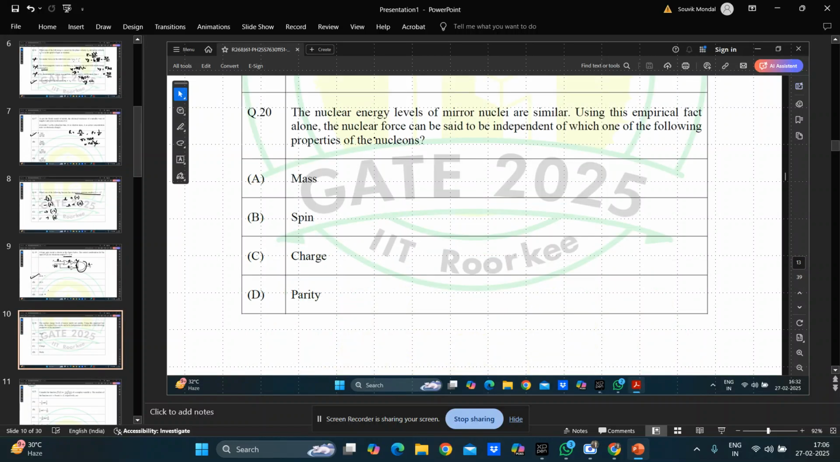Okay, so the next question is: nuclear energy levels of mirror nuclei, using the empirical fact, nuclear force can be said to be independent of the following. You already know that nuclear force is independent of charge. Spin parity, they have dependence on.